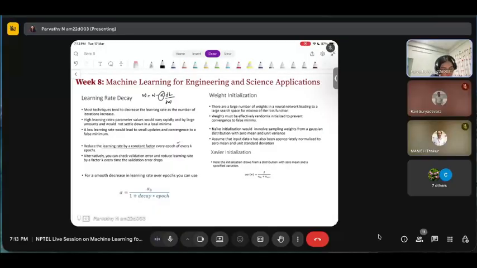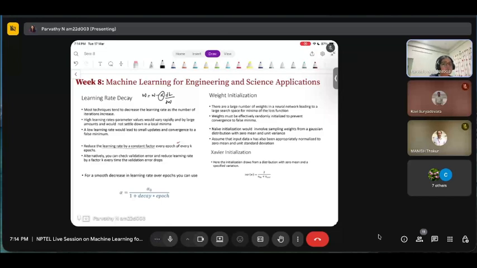The learning rate should not be too large, because if it is too large, it will result in a lot of oscillation and the network may diverge; it will not converge. But it shouldn't be too low either, as that will result in very slow updates of weights. Now, in the last class, we discussed what an epoch is. An epoch is one complete pass through the entire data set.